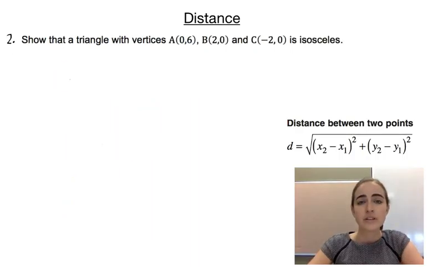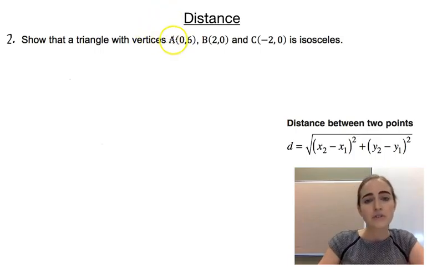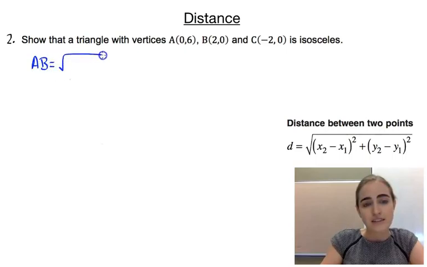Our second example is more looking at applying the distance formula to prove something. So we're asked to show that the triangle with vertices 0, 6, 2, 0 and minus 2, 0 is an isosceles triangle. So an isosceles triangle has to have 2 sides that are equal in length. So to be able to approach this question, we're going to have to find the length of each side of that triangle and then show that 2 of them are equal. So we might as well start off with the side AB. So AB equal to, so we're finding that distance.